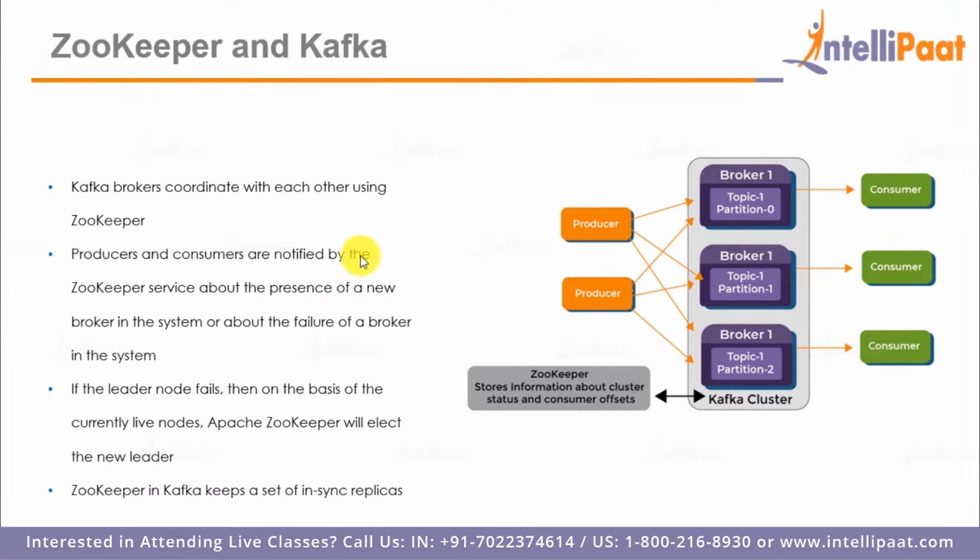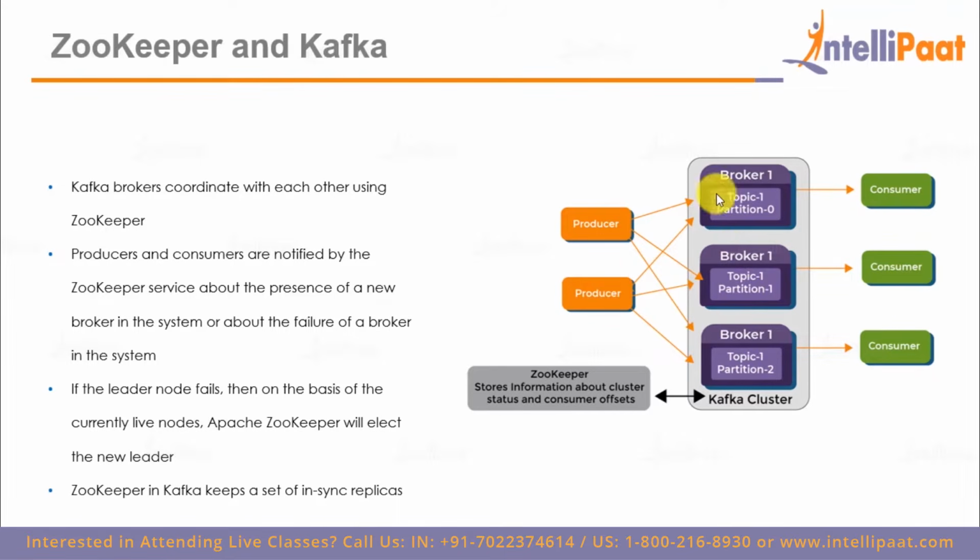And then producers and consumers are notified by the Zookeeper service about the presence of a new broker in the system or about the failure of a broker in the system. Let's say as of now, we've just got one broker in this Kafka cluster. Now suddenly we decide to scale up and we add two more brokers in the system. Then these two producers and these three consumers would have to know about the presence of the new brokers. So this is where Zookeeper comes in.